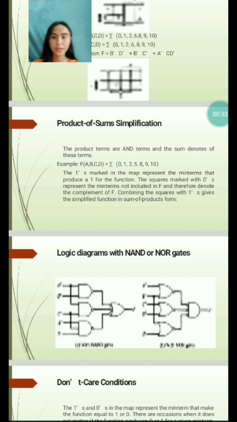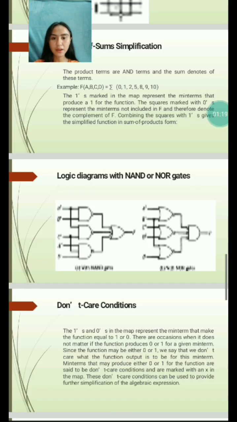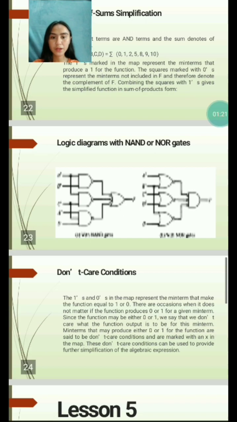Product of sum simplification. The product terms are AND terms, and the sum denotes the OR of these terms. And this is the logic diagrams with NAND or NOR gates.